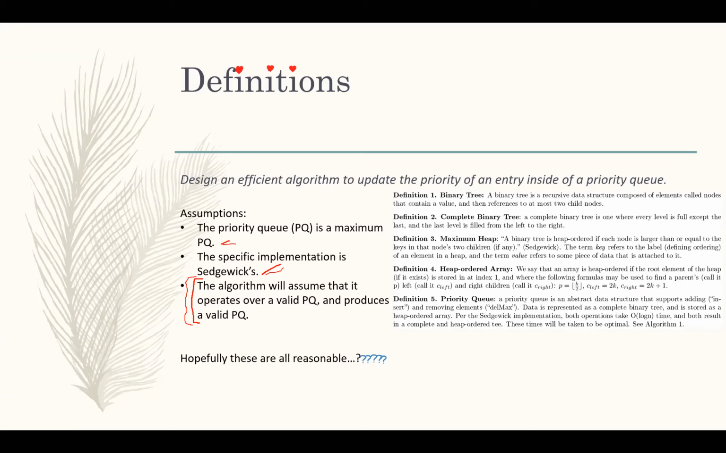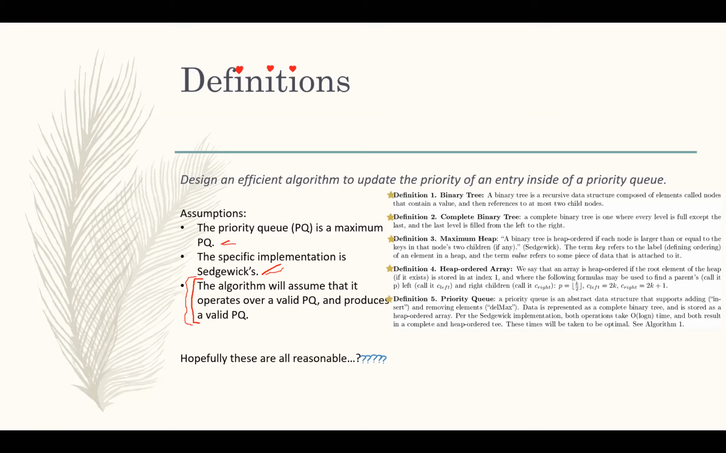I think they are. I won't talk to the right-hand side. If you go on Canvas, there will be a PDF that has these. These are me distilling down all the assumptions and definitions that I need in order to talk about PQs. You can see I have to talk about binary trees, complete binary trees, maximum heaps, heap ordered arrays, and then priority queues. I need all of these so I know exactly what I'm working on. I won't talk about them right now. I'll let you take a look at them offline because the PDF is posted on Canvas.